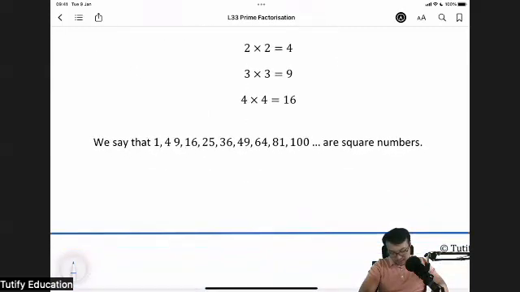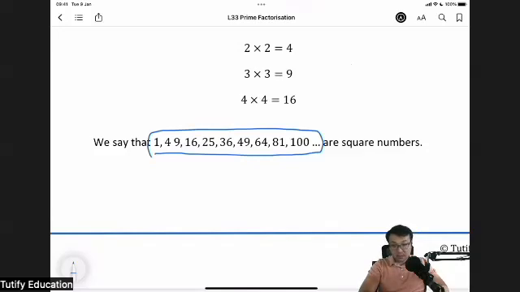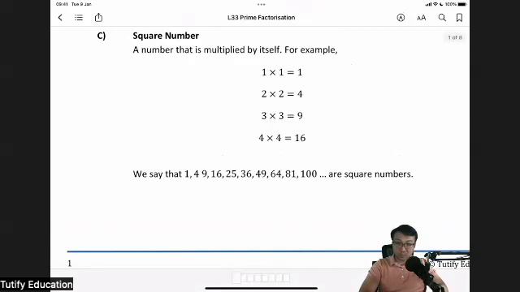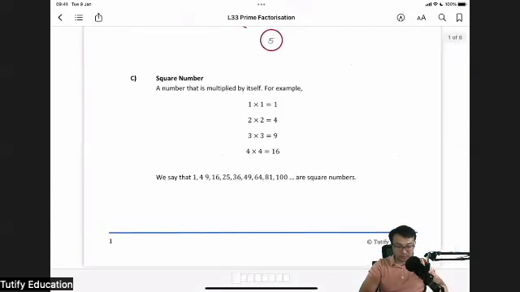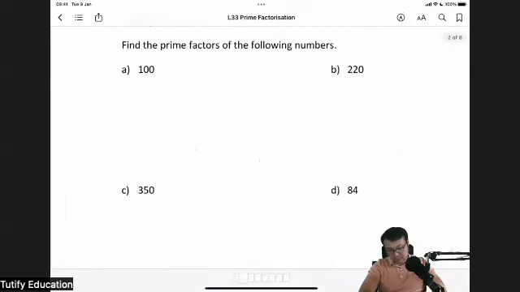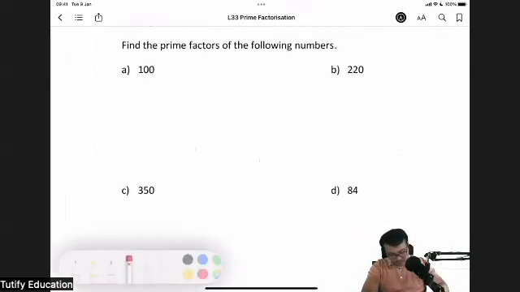So you see all these examples here, these are all square numbers. Yeah? 1 times 1, 2 times 2, 3 times 3, 4 times 4, 5 times 5, 6 times 6, 7 times 7, 8 times 8, 9 times 9, 10 times 10, right? Okay, so this will become important later on when we are going to do some word problems. So for now, we will practice our prime factorization first.